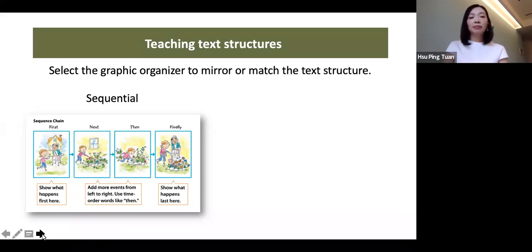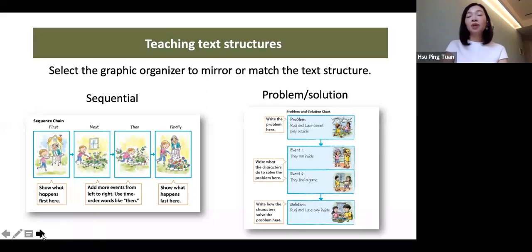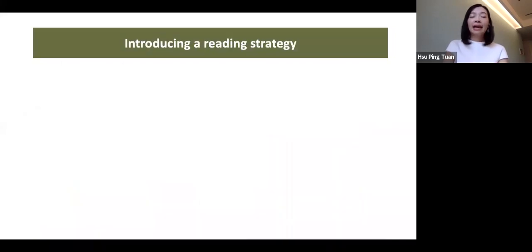And for me, because I'm going to demonstrate the reading lesson, and the text has a lot of problems and solutions, I chose a problem solution chart. Later I'm going to show you how, so don't worry about this now. Now let's move on to introducing a reading strategy.